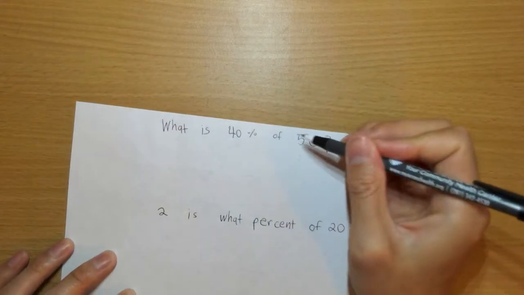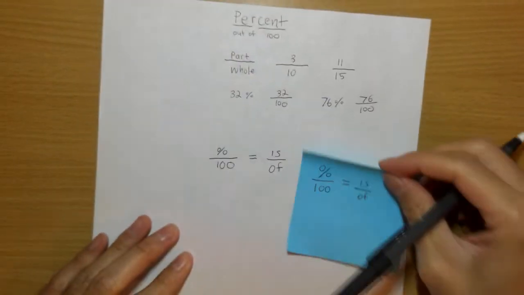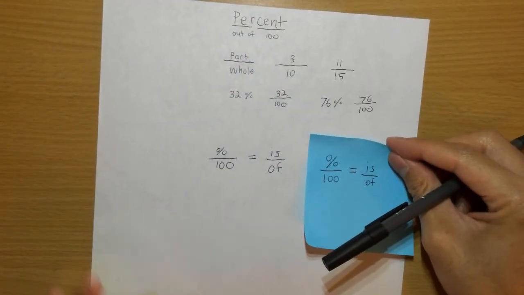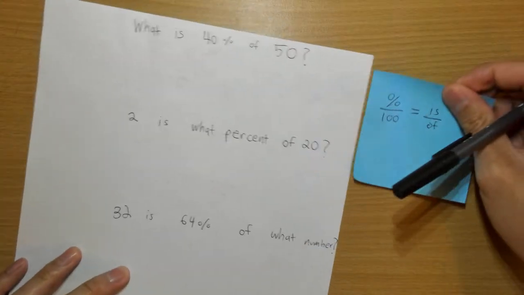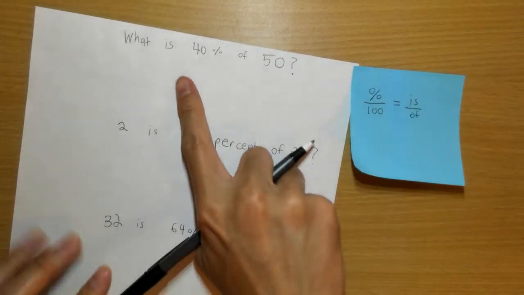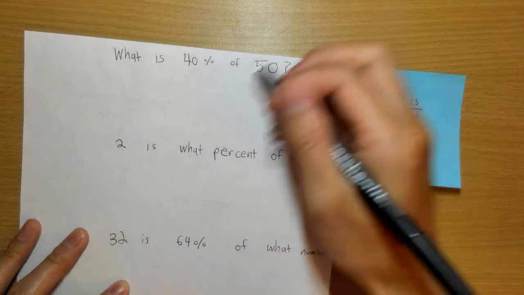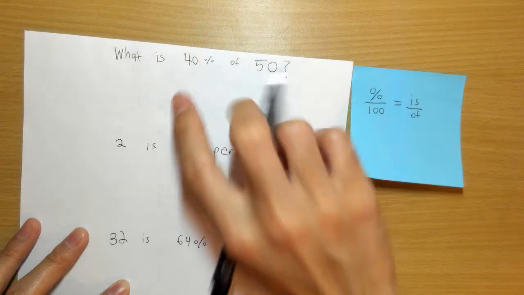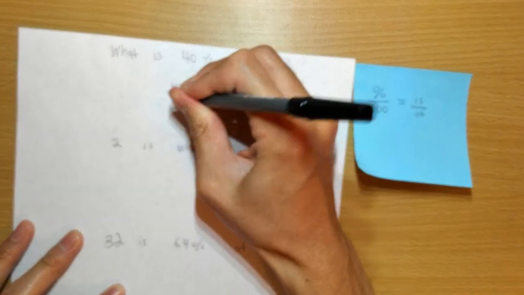What is 40% of 50? By the way, like I said, this thing is very important, so I wrote it on a sticky note so that I can carry it around with me as I solve these problems. Okay, what is 40% of 50? So it gave me my percent value, which is 40. That's always out of 100.